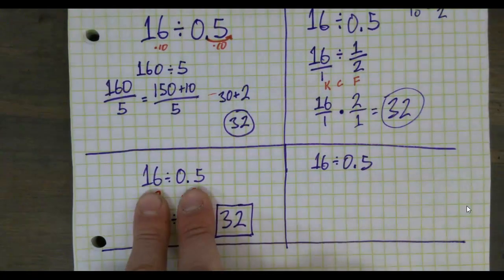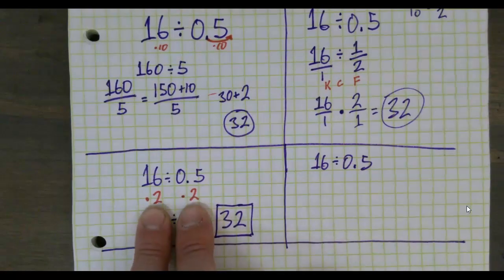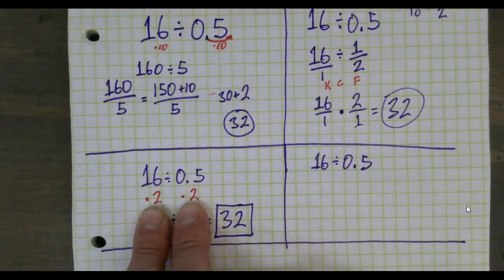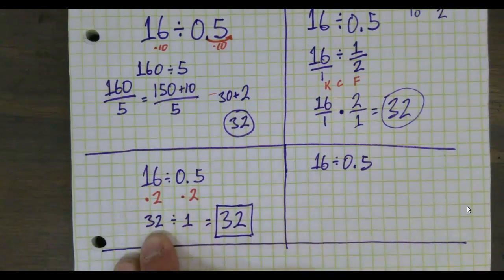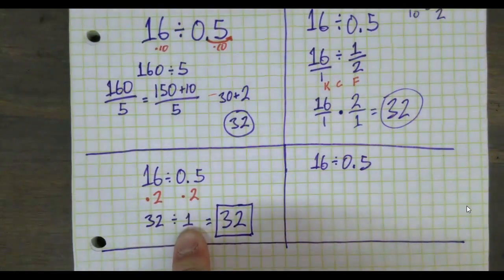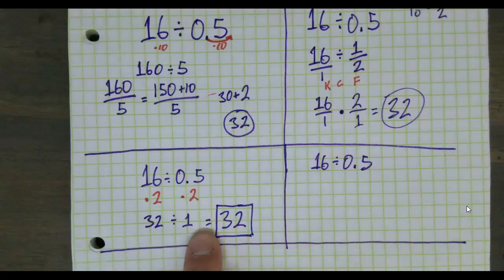If you do both of these numbers times 2, because we can do whatever we want as long as we're multiplying or dividing, 16 turns into 32. 0.5, the 5/10, doubled, turns into 1. And 32 divided by 1 sure feels easy.